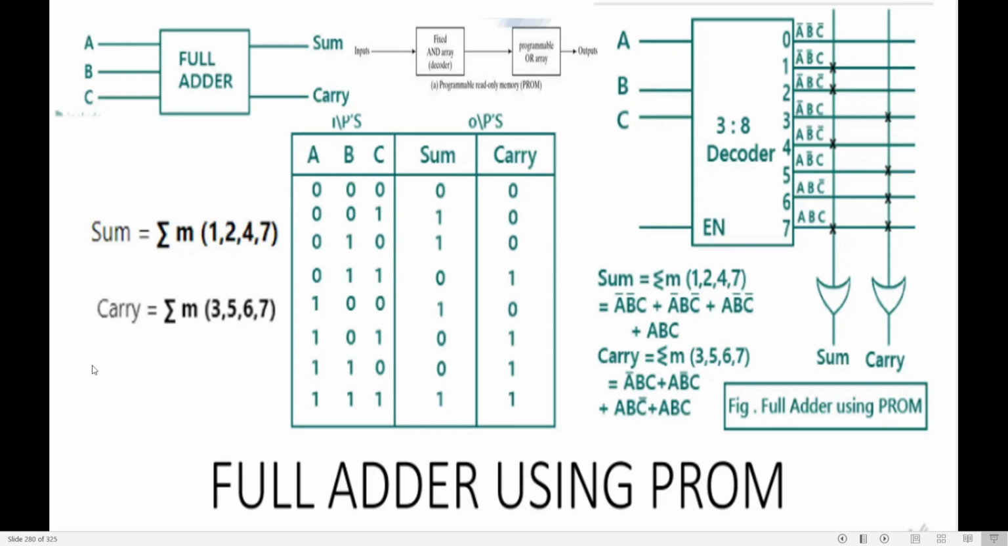What is the output for carry? Carry is 3, 5, 6, 7. Go to 3, go to 5, go to 6, go to 7. This is my carry. So now what is it that I have designed? I have designed a full adder using what? A programmable ROM with fixed AND gates with help of decoder and programmable OR gates at the other end. This is an example for PROM.